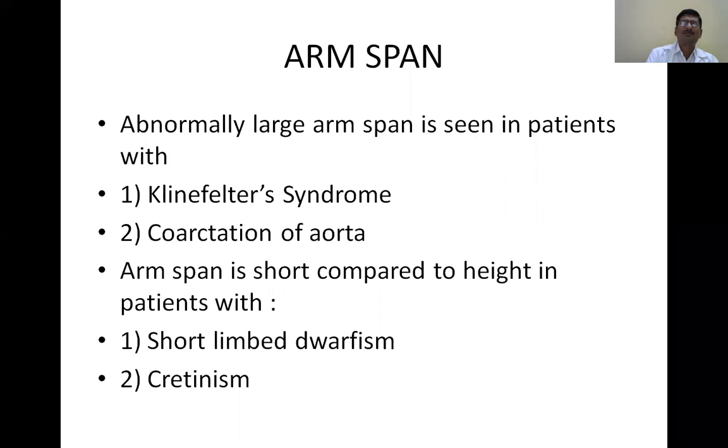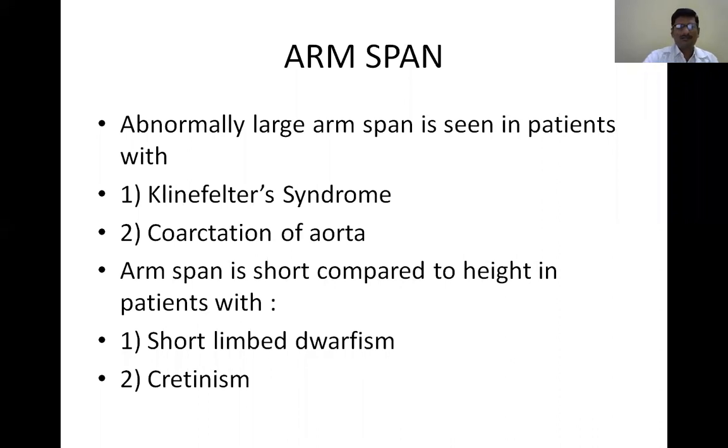Abnormally large arm span is seen in patients with Klinefelter syndrome, as well as those suffering from coarctation of aorta. And arm span is shorter compared to the height in patients with short limb dwarfism as well as cretinism.